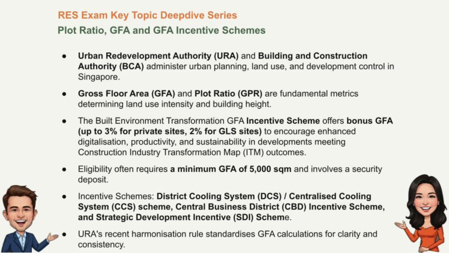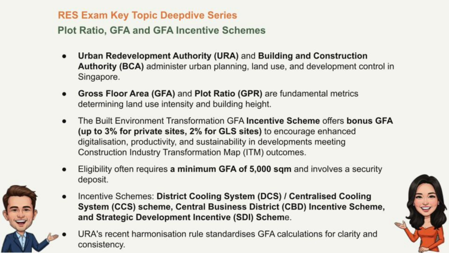Okay, so we've got plot ratio, we've got GFA, but they don't exist in a vacuum, do they? They interact with other really critical things, like how tall the buildings can be and how densely packed an area feels. This interplay seems super important, especially for the RES exam. It's like a whole system. It absolutely is a system. This is where you start seeing the bigger picture of how urban planning shapes our environment.